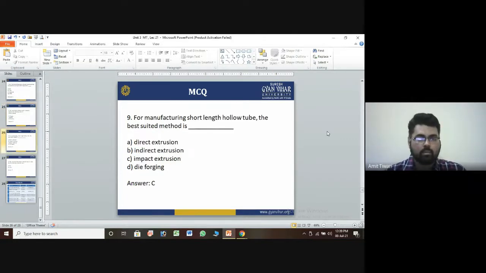The ninth question: for manufacturing a short length hollow tube, the best suitable method is shown in the figure. The options are A direct extrusion, B indirect extrusion, C impact extrusion, or D die forging. The correct answer is C, impact extrusion.